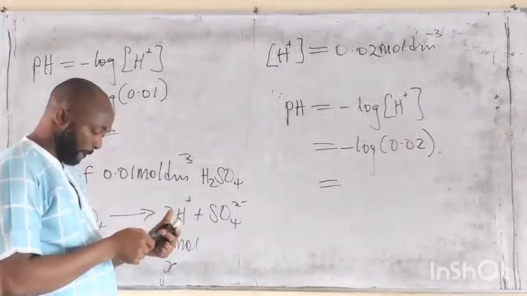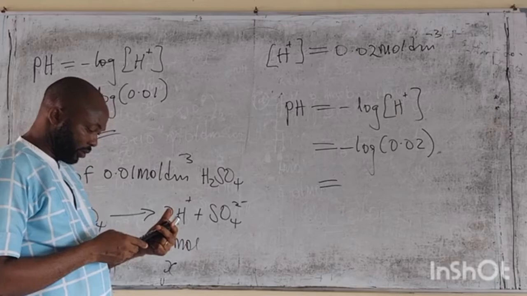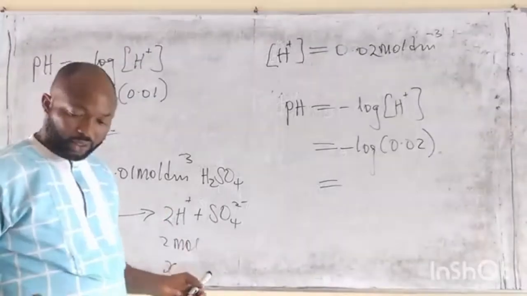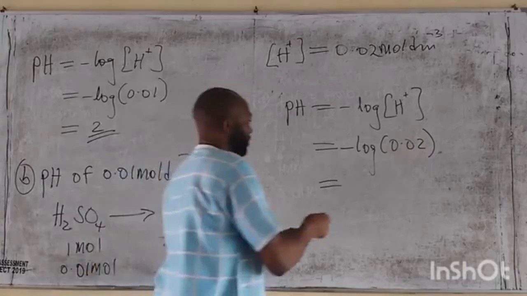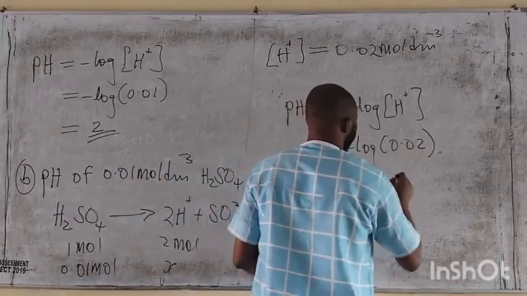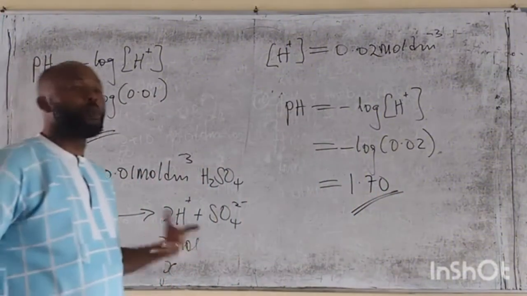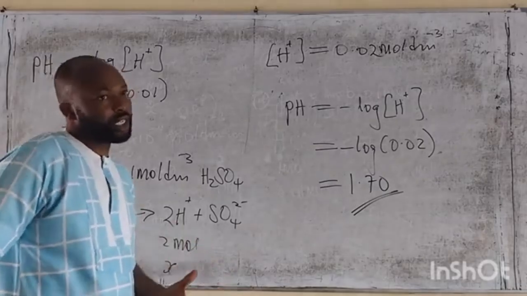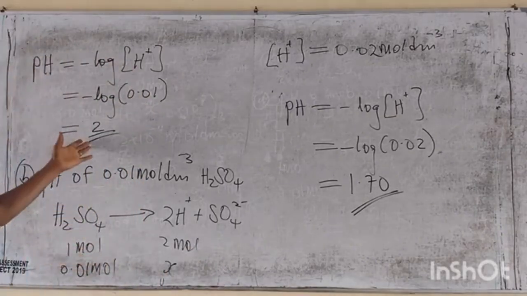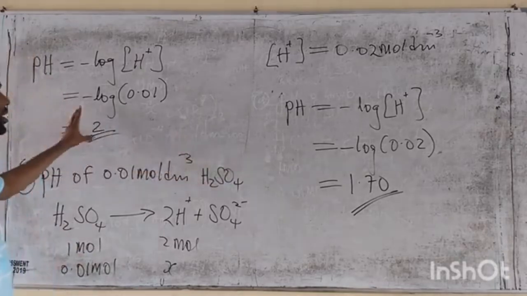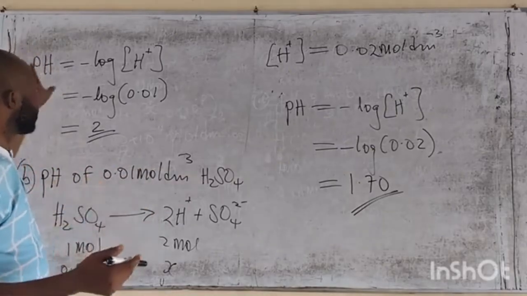Now our pH becomes minus log, open bracket, 0.02, close bracket, which is equal to 1.69, or 1.7 approximately. This is our pH. So, the lower the pH, the more acidic the substance. The higher the pH, the weaker the acidity. So 1.7 is lower than 2, which means this is more acidic than this. That confirms that H2SO4 is a more acidic compound than HCl.